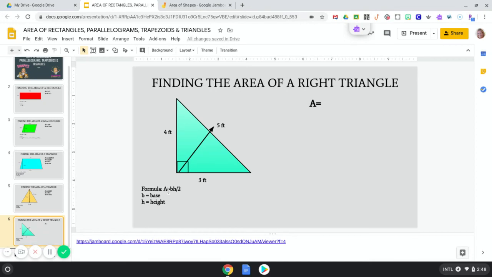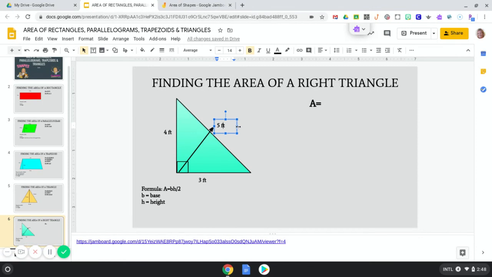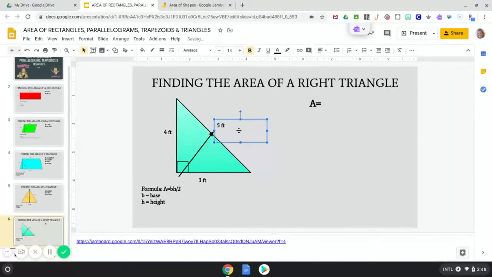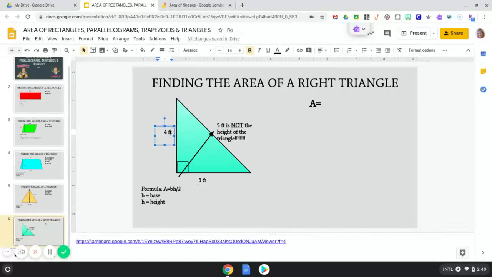It has the same exact formula, though, but you have to be careful because they will put a third measurement here. And this third measurement, you see I have this arrow drawn. This is to show you that this 5 feet is not the height of the triangle. I can't stress that enough. It is not the height of the triangle. You can use 4 or you can use 3. It doesn't matter.